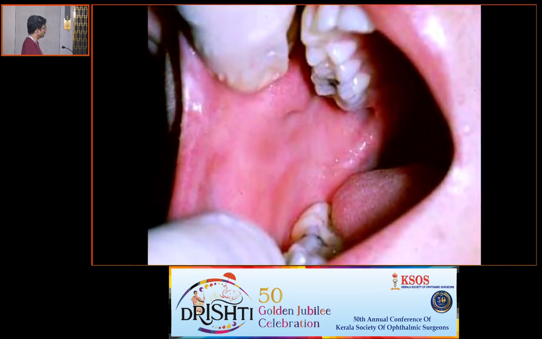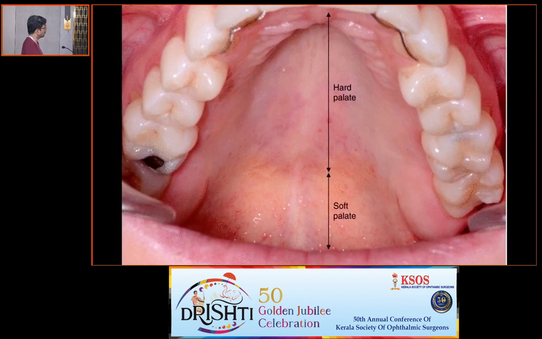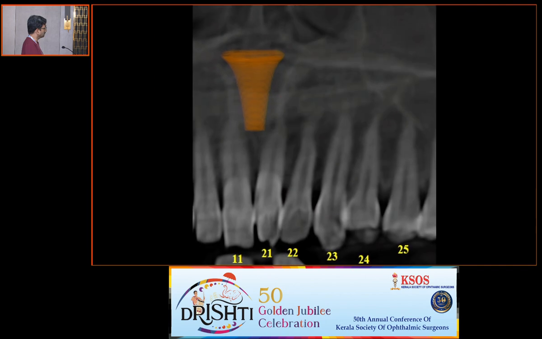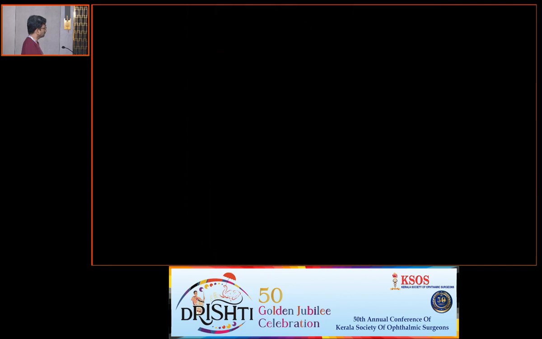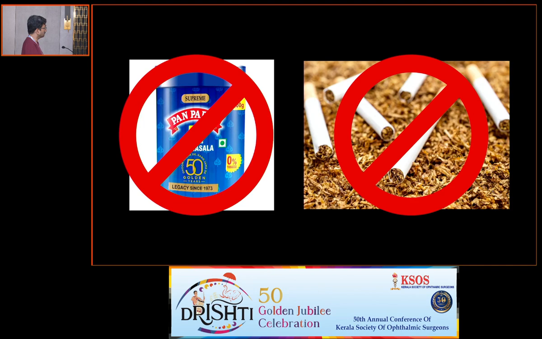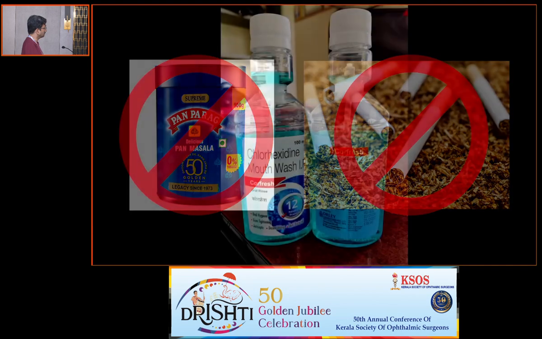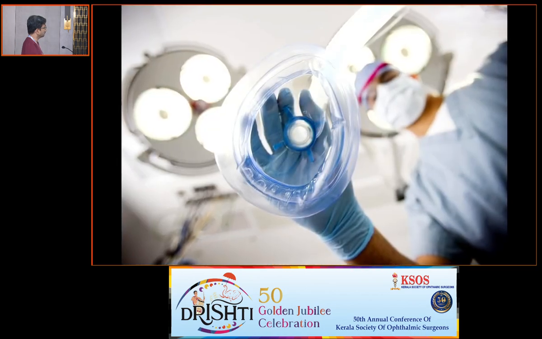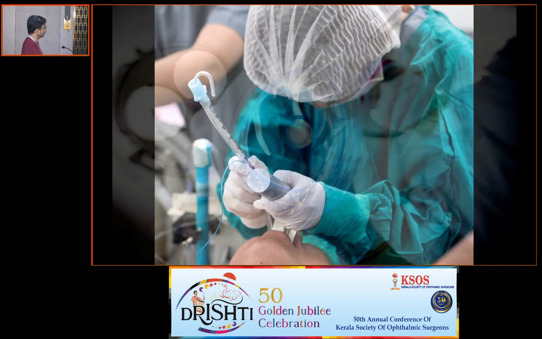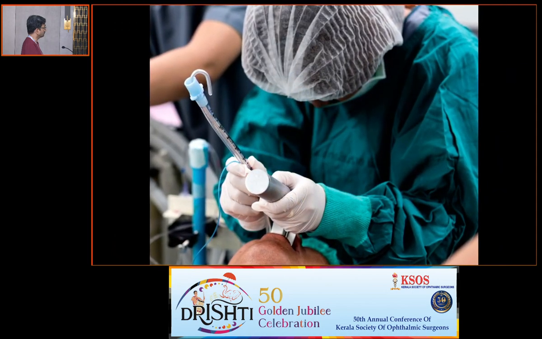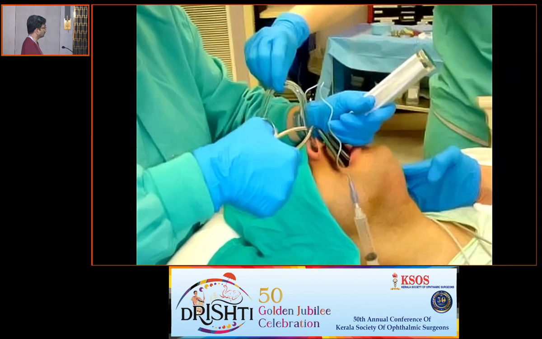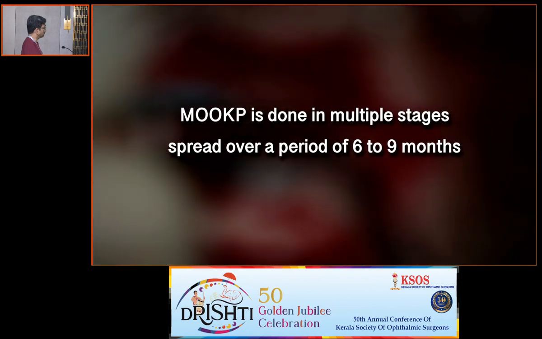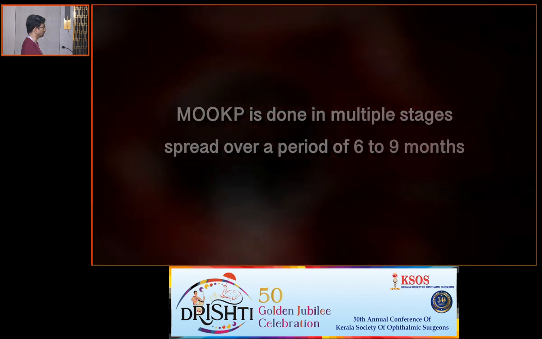The patient is then sent to a dental surgeon who assesses the health of the buccal mucosa and teeth. A monoradicular tooth, preferably canine, is selected for MOOKP. Patient is advised to stop use of all forms of tobacco and is asked to use mouthwashes regularly. Detailed pre-anesthetic evaluation is performed by anesthetists as MOOKP is performed under GA and requires oral and nasal intubation. MOOKP is done in multiple stages spread over a period of 6 to 9 months.